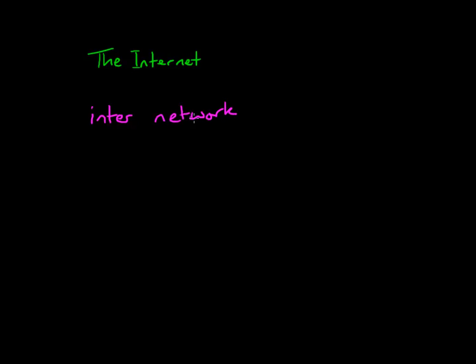So inter meaning between and network meaning computer networks. And originally the word led to the word internetwork, which was when networks were being joined up, and so between the networks, internetwork. And then that got shortened down to what we now know as the internet. And because it's the internet, it's a thing, we use the capital I, so the internet.